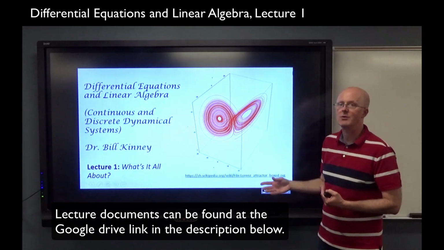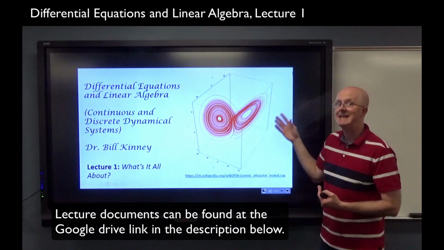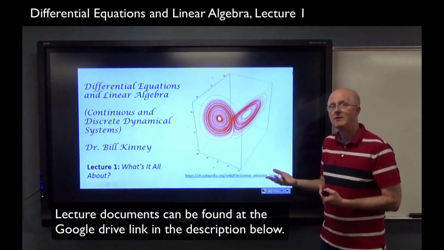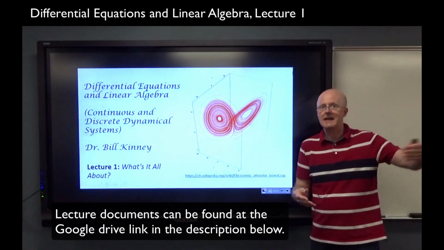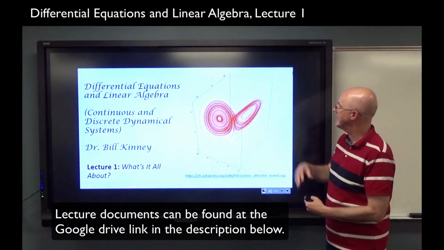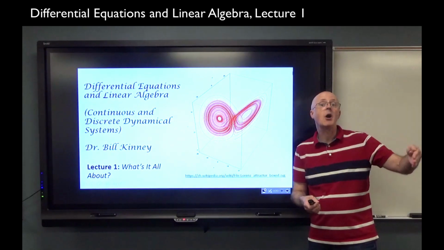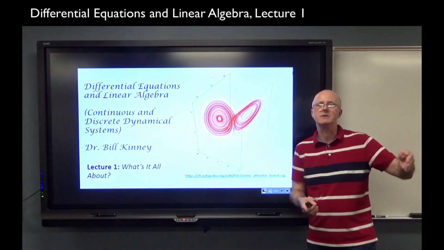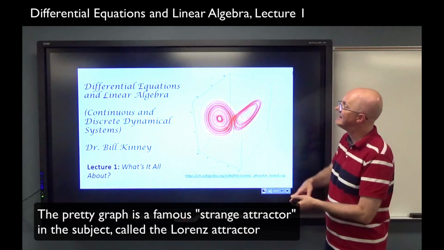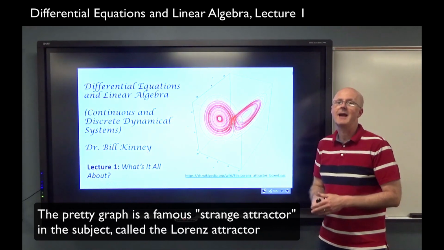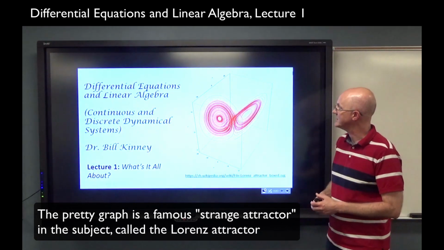Continuous refers to differential equations, where the system changes in a continuous way, where the variable, time, takes on all real numbers. Discrete dynamical systems refers to systems that change over time, where time takes on whole number values like 1, 2, 3, 4, 5, 6, etc. There is interplay between the two subjects, and that's another part of what makes it pretty interesting.